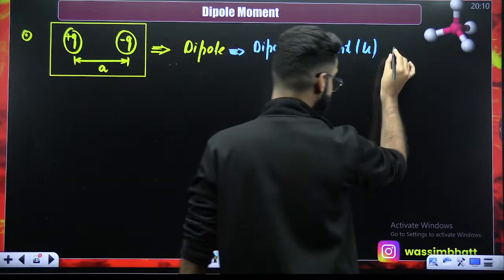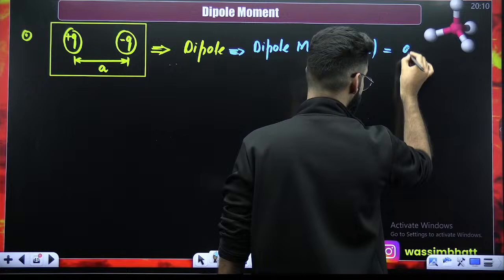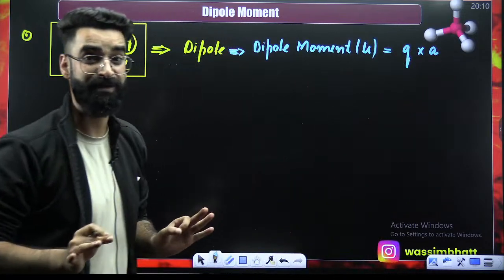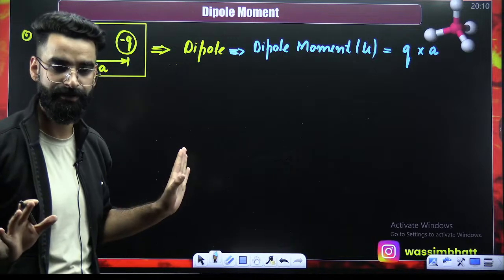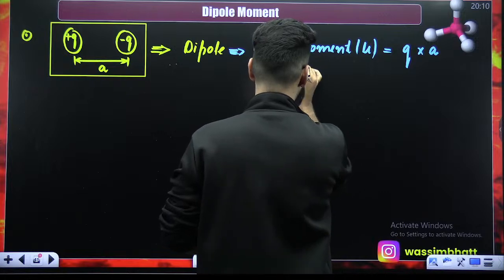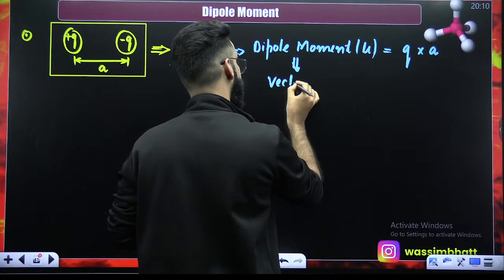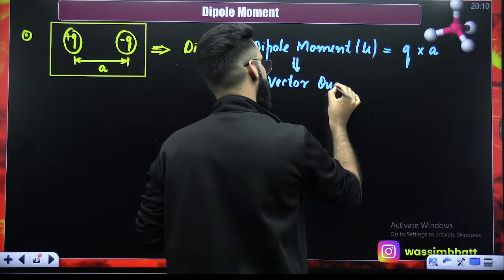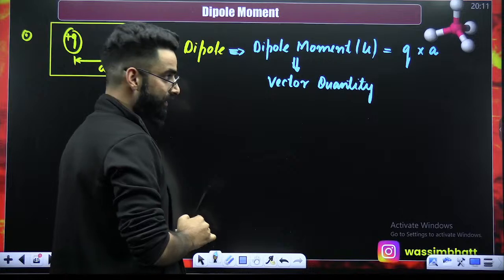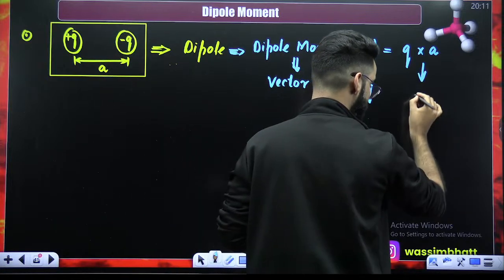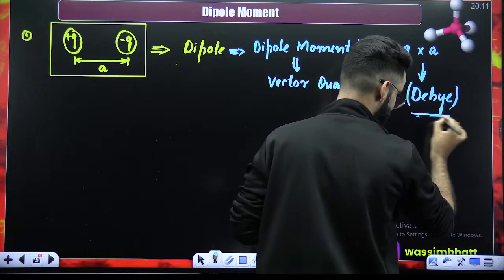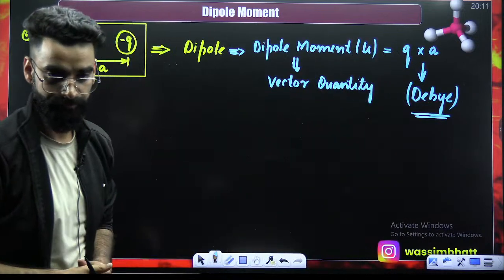What is dipole moment? It is basically charge multiplied by distance. Charge multiplied by distance gives me the dipole moment here. Okay? This dipole moment is a vector quantity, right? The units of the dipole moment are going to be Debye, the SI unit of dipole moment.